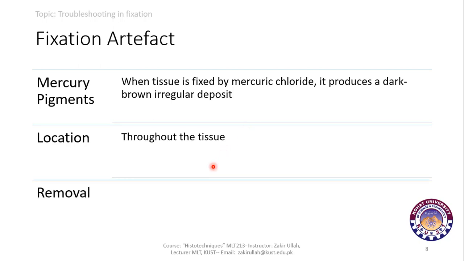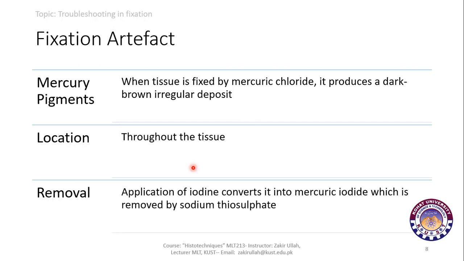So, how can we remove these artifacts? These artifacts are removed with the application of iodine. The iodine converts these mercury pigments into mercuric iodide, and then this mercuric iodide is removed by sodium thiosulfate.